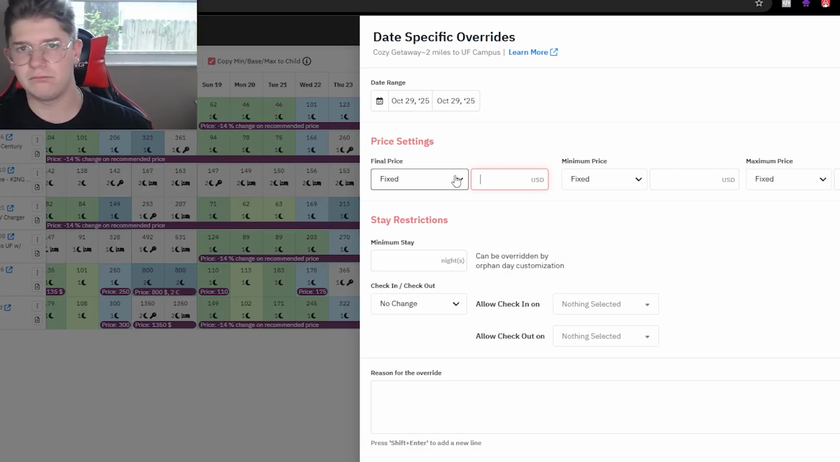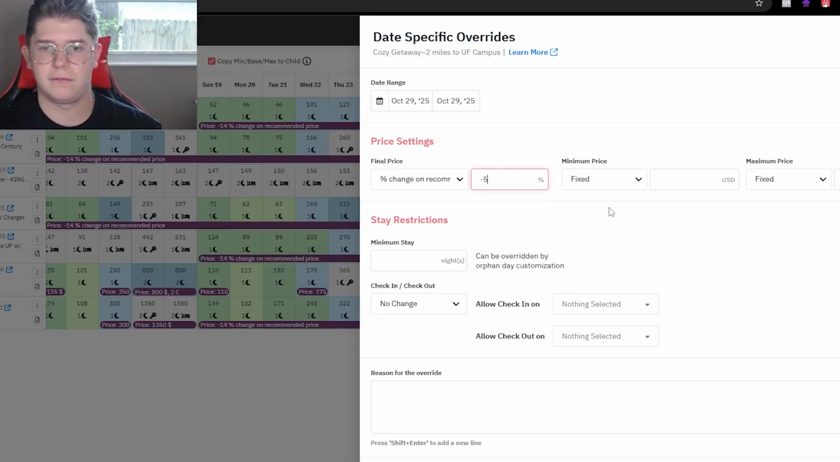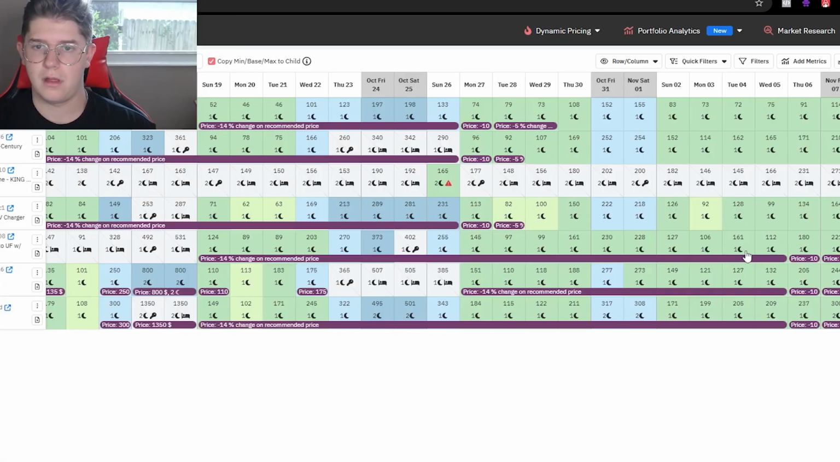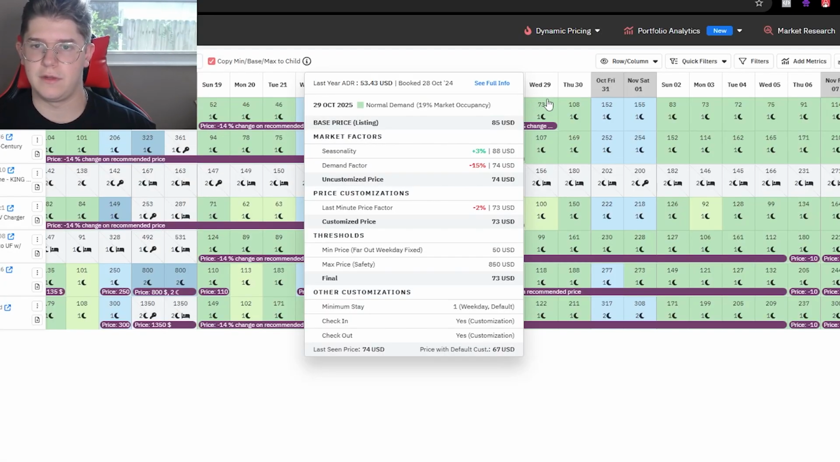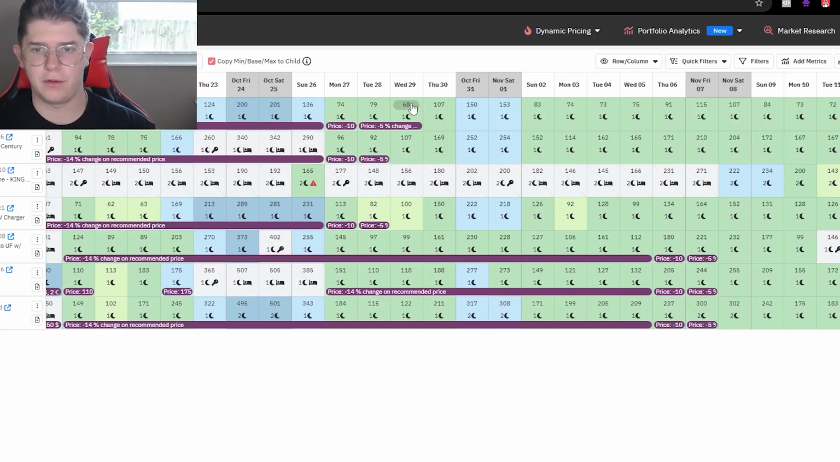I just use it. It's an arbitrary number. So within PriceLabs, you can actually click on this day. You could do % change on a recommended price, and then you just put in -5% and add, and then boom. This will go down. If you see here, it has a price that's 73%, and then I will have to refresh it, I guess. Okay, and here you see, so it's 5%.